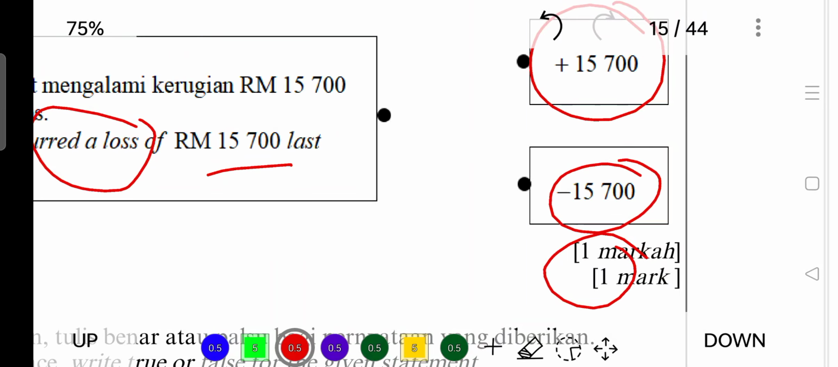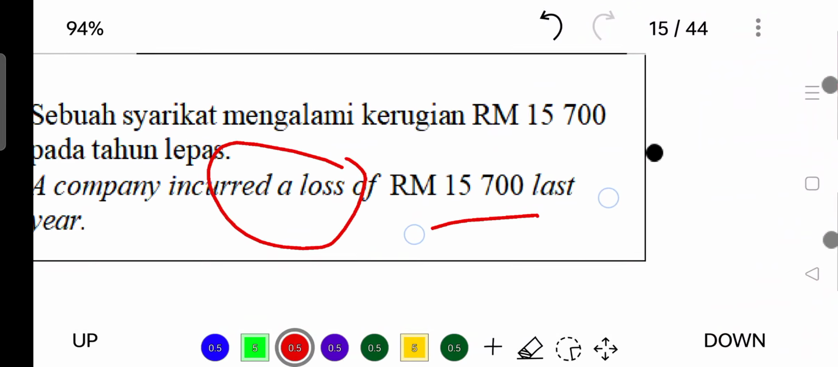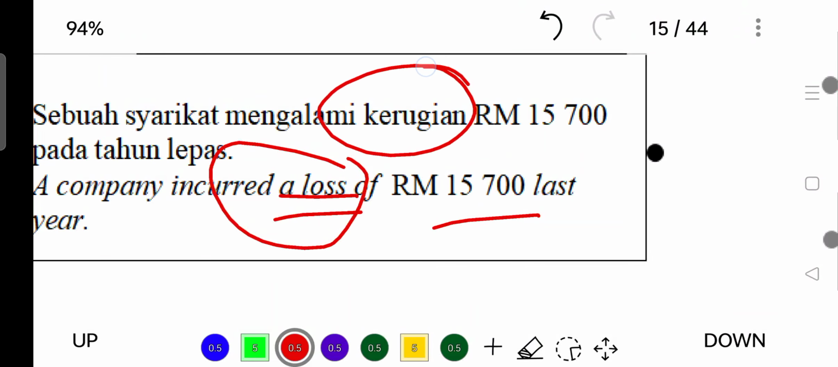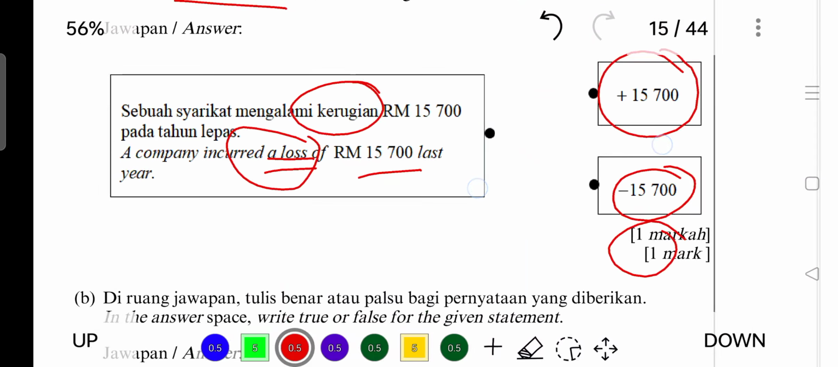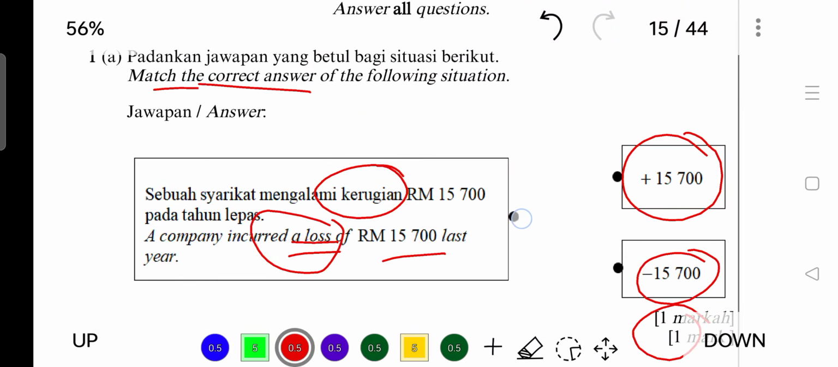So very simple. The keyword here, if let's say you don't know what is loss, you can always refer in bahasa Melayu, kerugian. Kerugian means loss, you rugi, it should be a negative number, right? So what we're going to do, we are just going to match as they say. The answer will be negative 5,700.